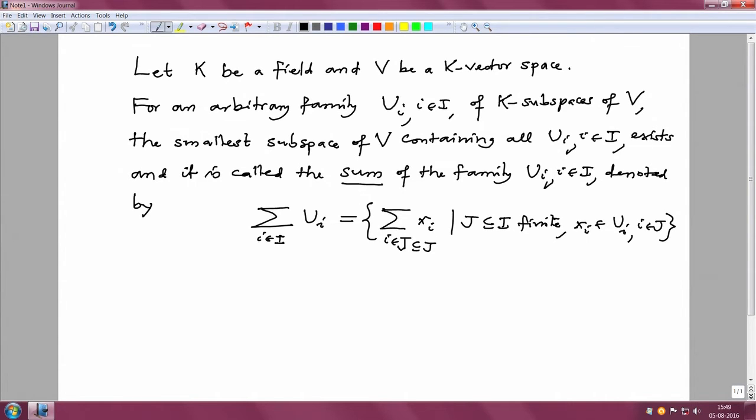So, we have seen last time that the right hand side is a subspace. That just follows from the subspace criterion, because if you have two finite sums, then the sum of them is also a finite sum. Also a scalar multiple of a finite sum is a finite sum. So that means this right hand side is a subspace, and it clearly contains all the U_i's, and it is clearly the smallest one. Therefore, by definition these two subspaces are equal.